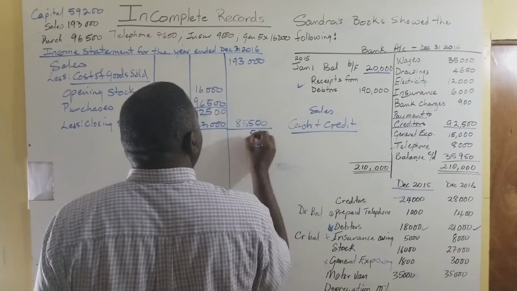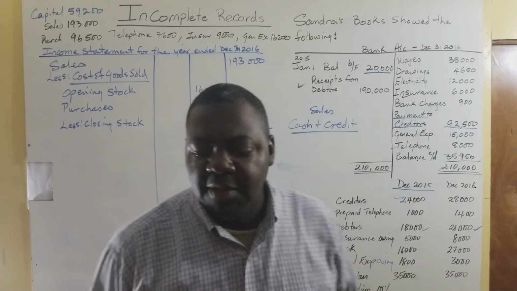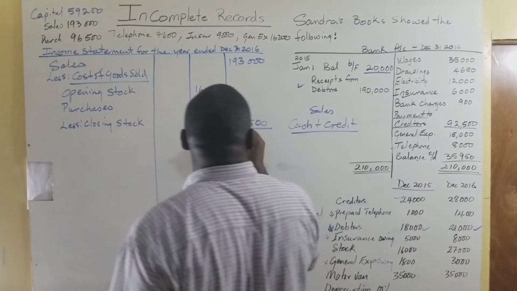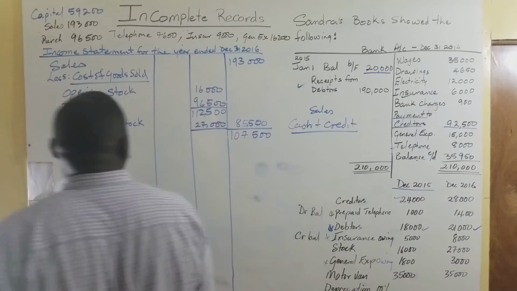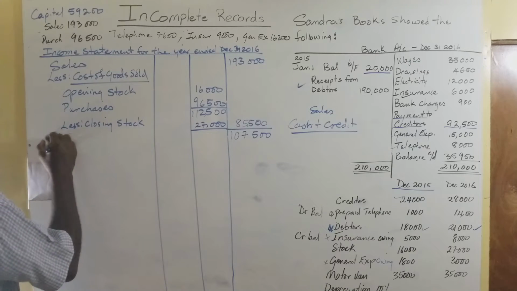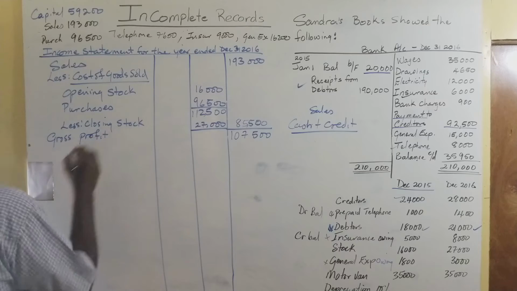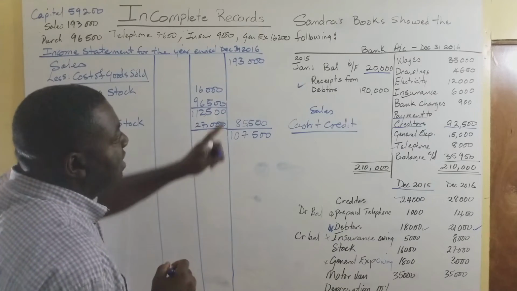This is going to be 5. Yes. Let's, for accuracy, use a calculator. So it is 107,500. That figure will be referred to as our gross profit. We move quickly now to treat with the expenses.